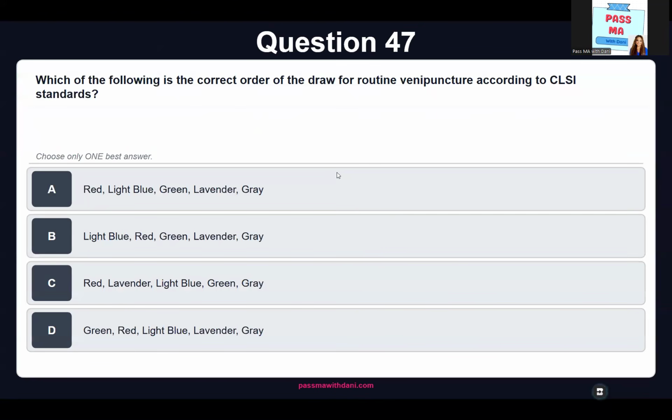All right, question 47. Which of the following is the correct order of draw for routine venipuncture according to the CLSI standards?